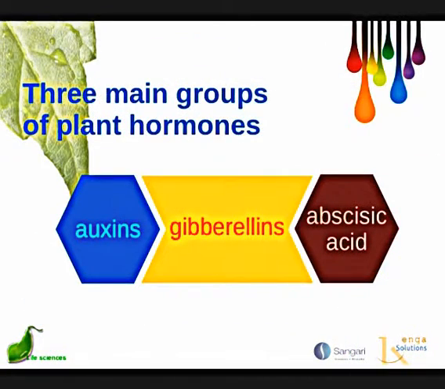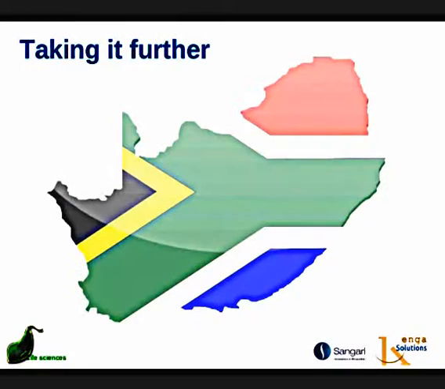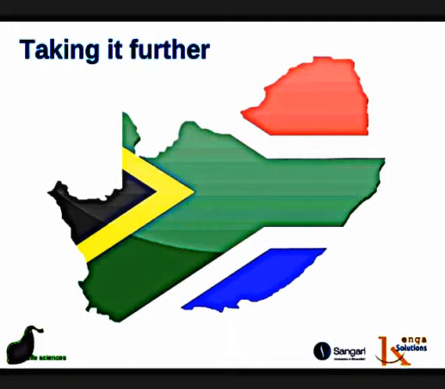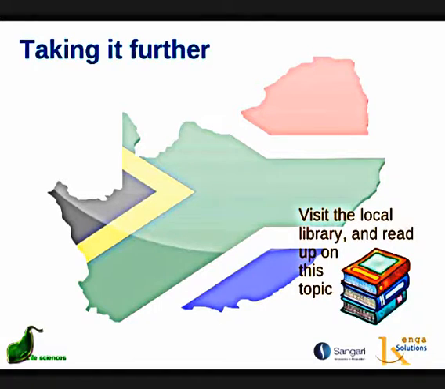So we have covered the three main groups of hormones that you need to know about for the grade 12 curriculum: auxins, gibberellins, and abscisic acid. And so we've pretty much covered what you need to know for the South African syllabus on the subject of plant hormones. If you want to take it further, which I hope you do, you could visit the local library and read up on plant hormones there.